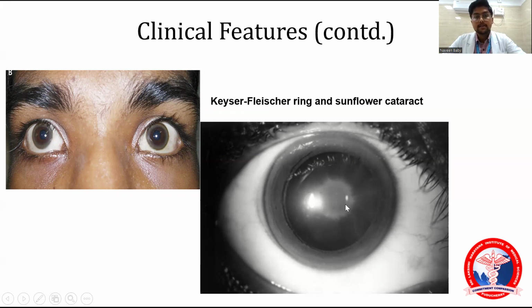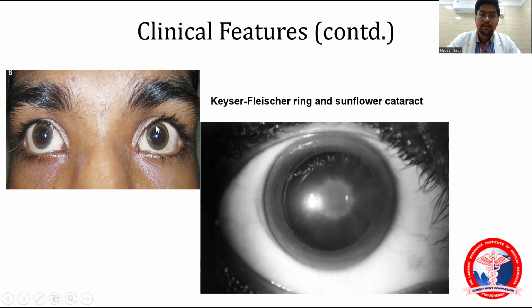Now, one of the close differentials for a patient with a KF ring is the arcus senilis that we see in old patients. The patient can be presenting in old age also with Wilson's disease. They might be presenting with cirrhosis of unknown etiology, not alcoholic. We don't know what the cause is, and on evaluation we are suspecting Wilson's. So, how will you know whether it is an arcus senilis or the patient is having a KF ring?